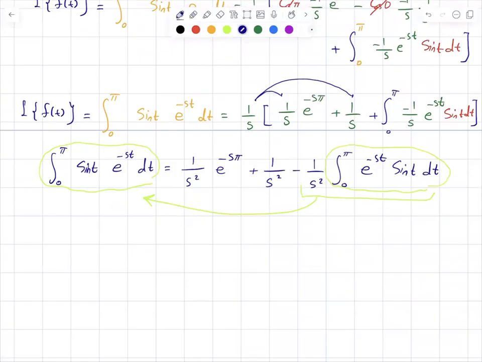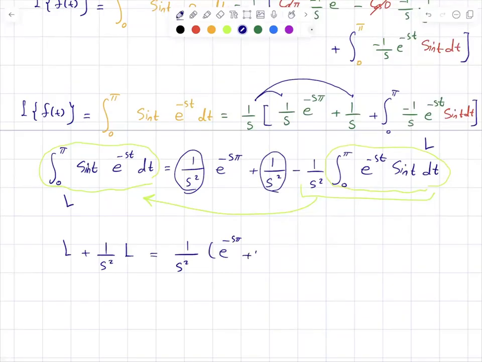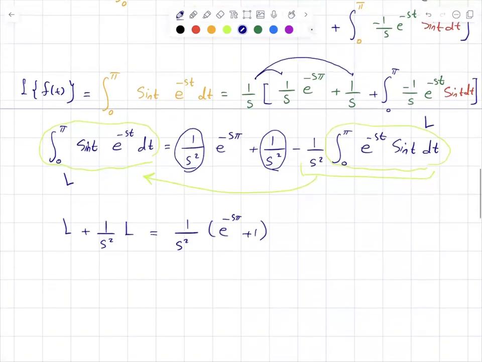So we can call this guy, for example, L. So you get L here. You have L plus 1 over s squared times L equals 1 over s squared between these two. I'm factoring out 1 over s squared, and I end up with e to the power negative s pi plus 1. So here, L multiplied by 1 plus 1 over s squared is equal to 1 over s squared times e to the power negative s pi plus 1.